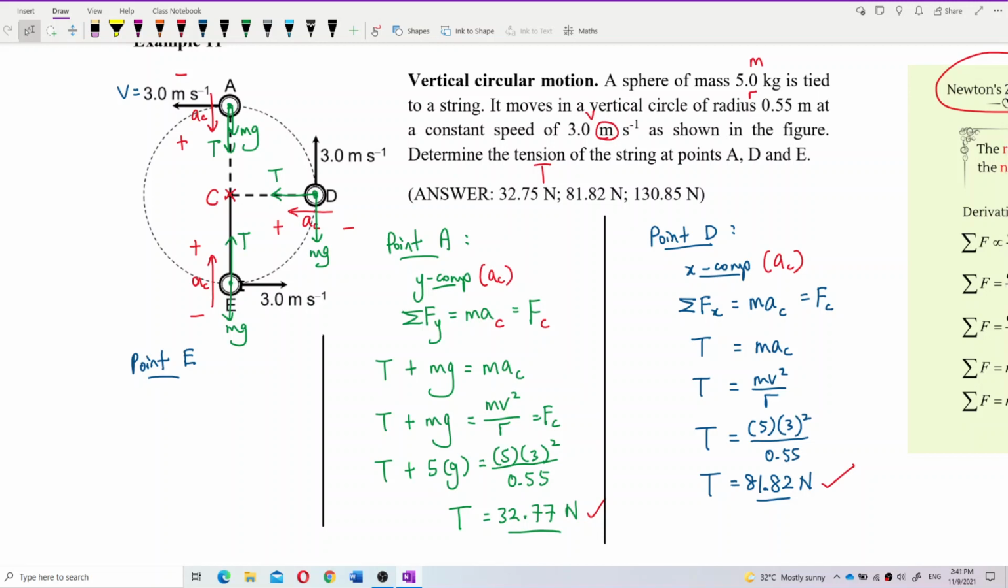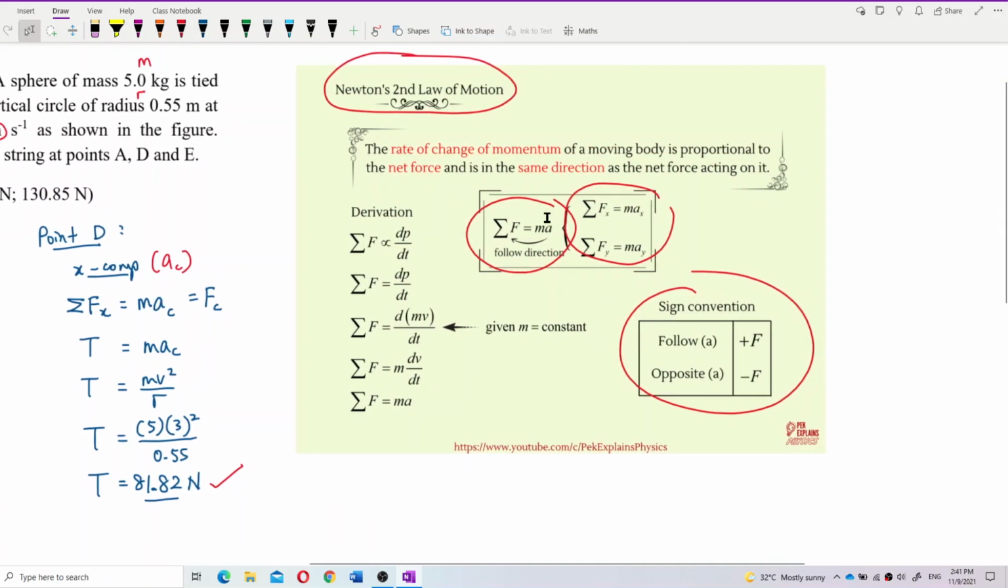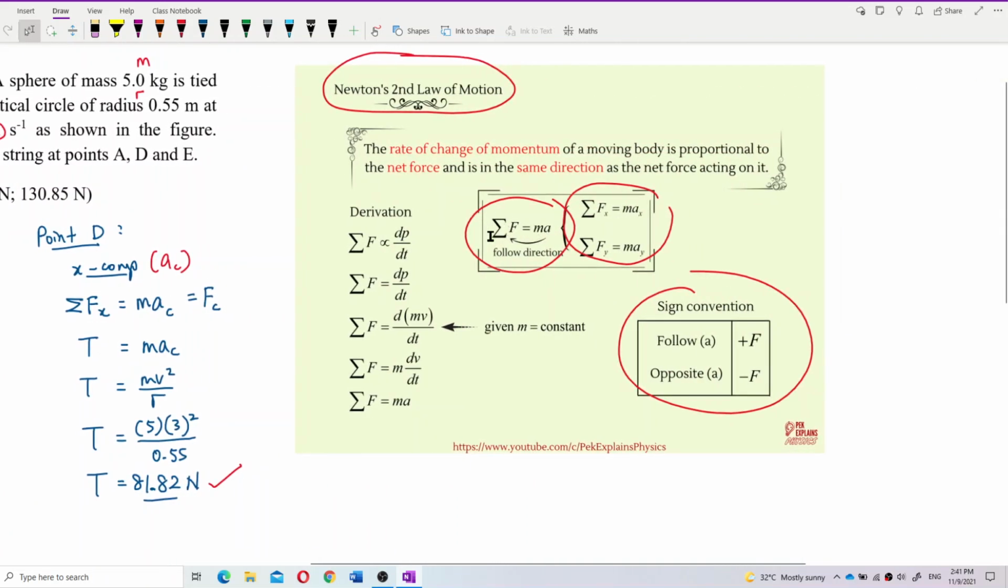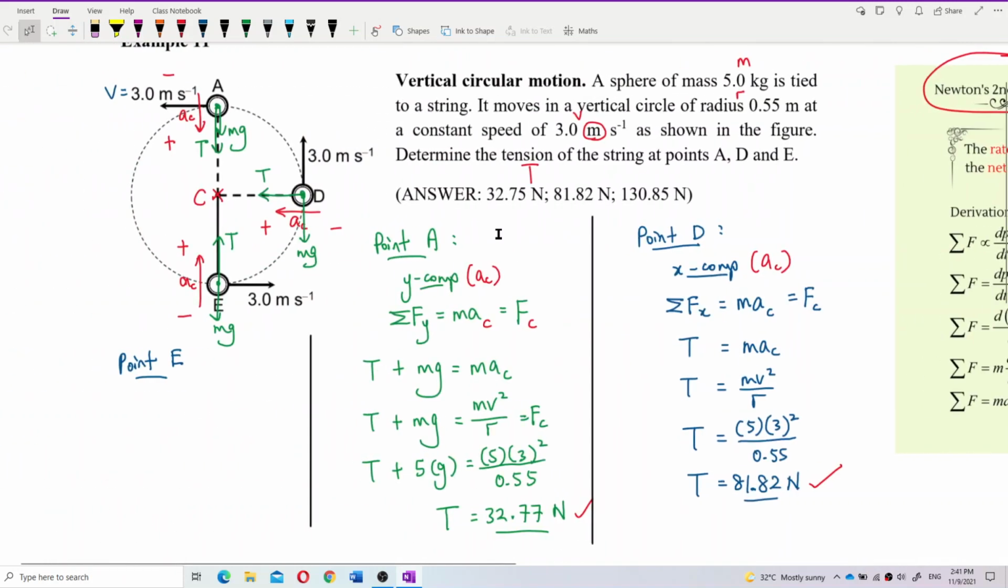Okay, which component do we use? We only choose the component which has the centripetal acceleration, because that is where you can find the resultant force. When you have acceleration, it means you have resultant force, and the resultant force is the centripetal force.